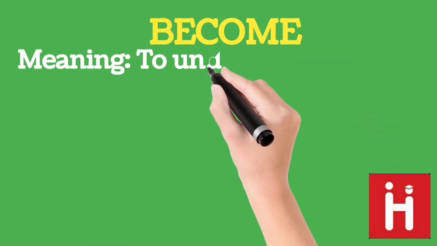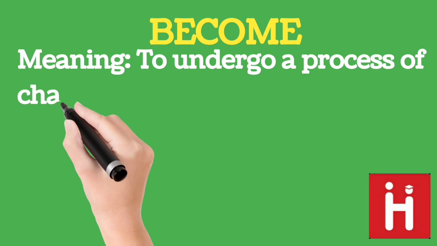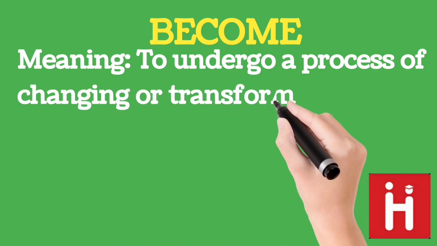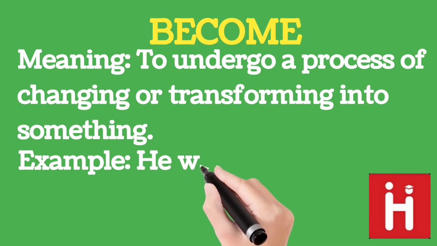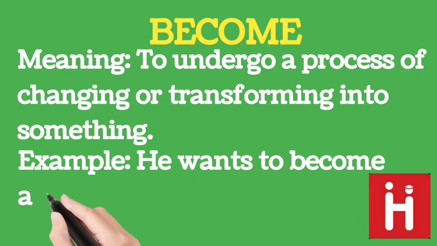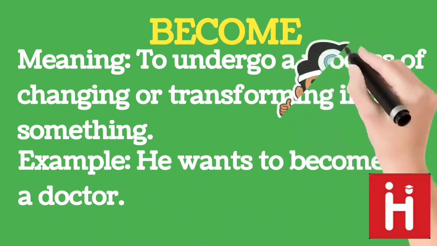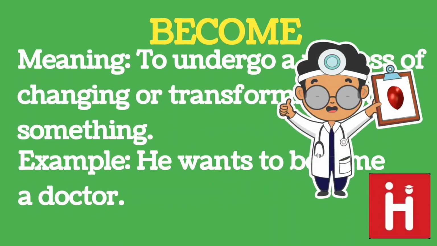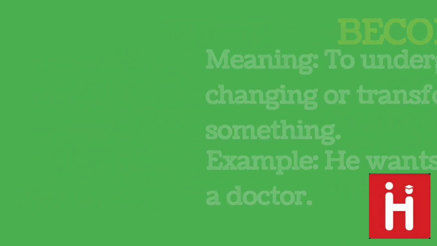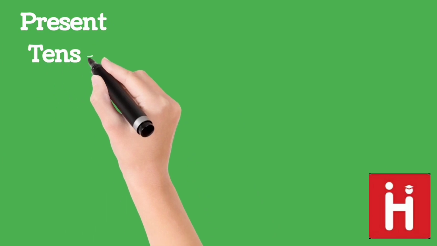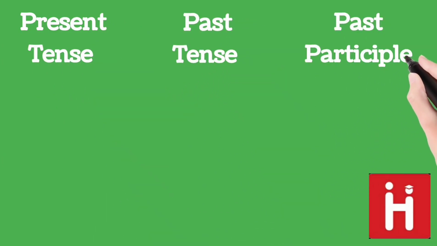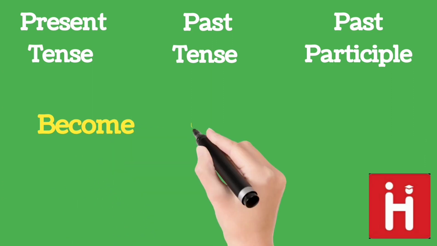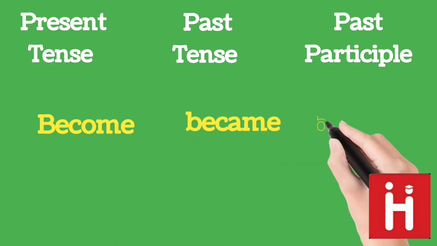Now we see the verb become, meaning to undergo a process of changing or transforming into something. Example, he wants to become a doctor. The three forms of the verb become are become, became, become.